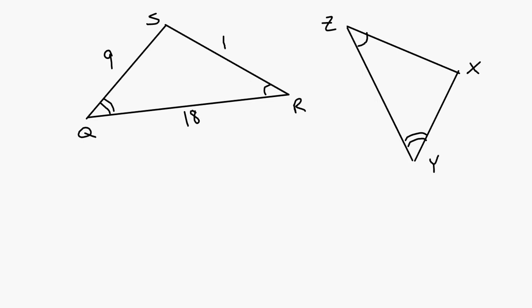And here are your side lengths. 9, 6, 12. All right, so the first part of the instructions ask you to identify pairs of congruent angles. So congruent angles.